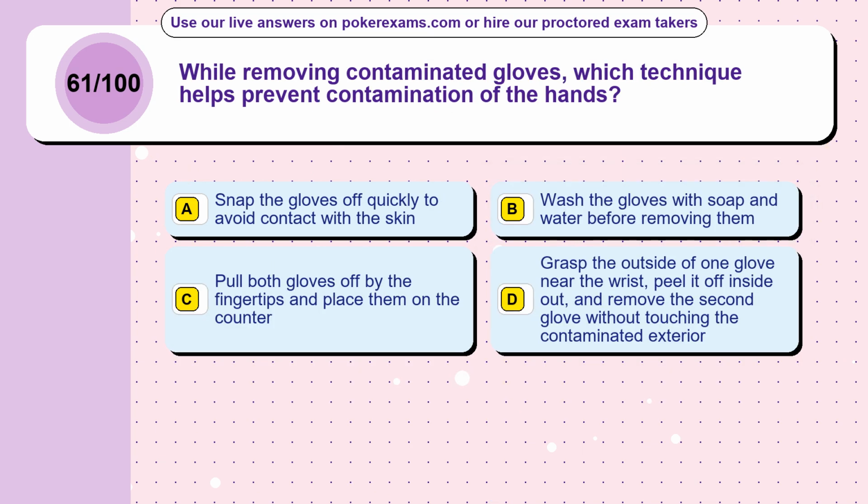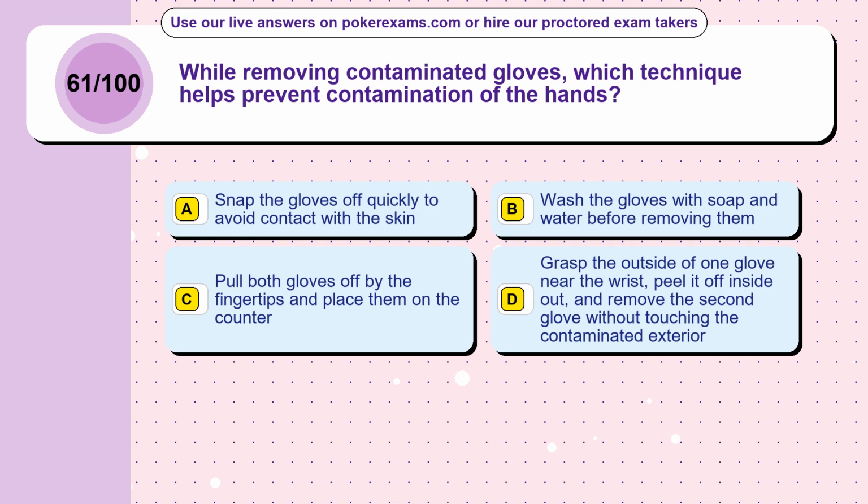Question 61. While removing contaminated gloves, which technique helps prevent contamination of the hands? Option A. Snap the gloves off quickly to avoid contact with the skin. Option B. Wash the gloves with soap and water before removing them. Option C. Pull both gloves off by the fingertips and place them on the counter.